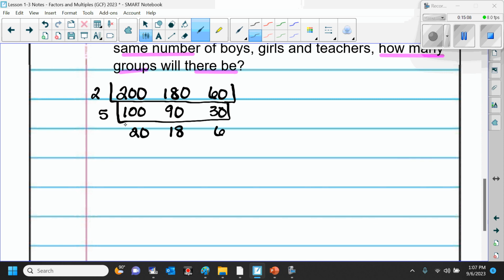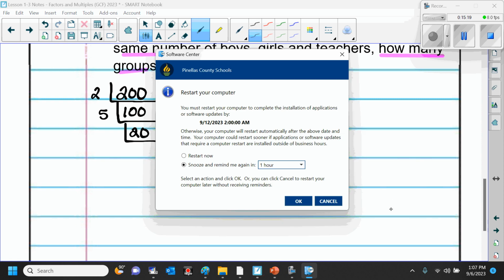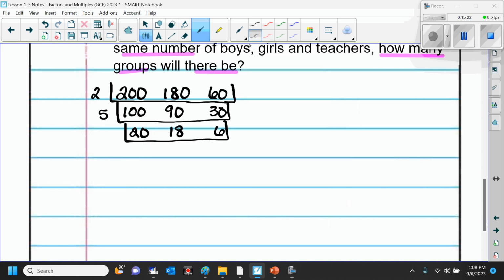Good. And there's another layer of cake. What can I divide into 20, 18, and 6? I think just 2, right? What do we say? 2. So 20 divided by 2 is 10. 18 divided by 2, 9. And 6 divided by 2, 3. And there's my next layer of cake. All right. Can I divide another prime number into 10, 9, or 3? No, because of that 10.